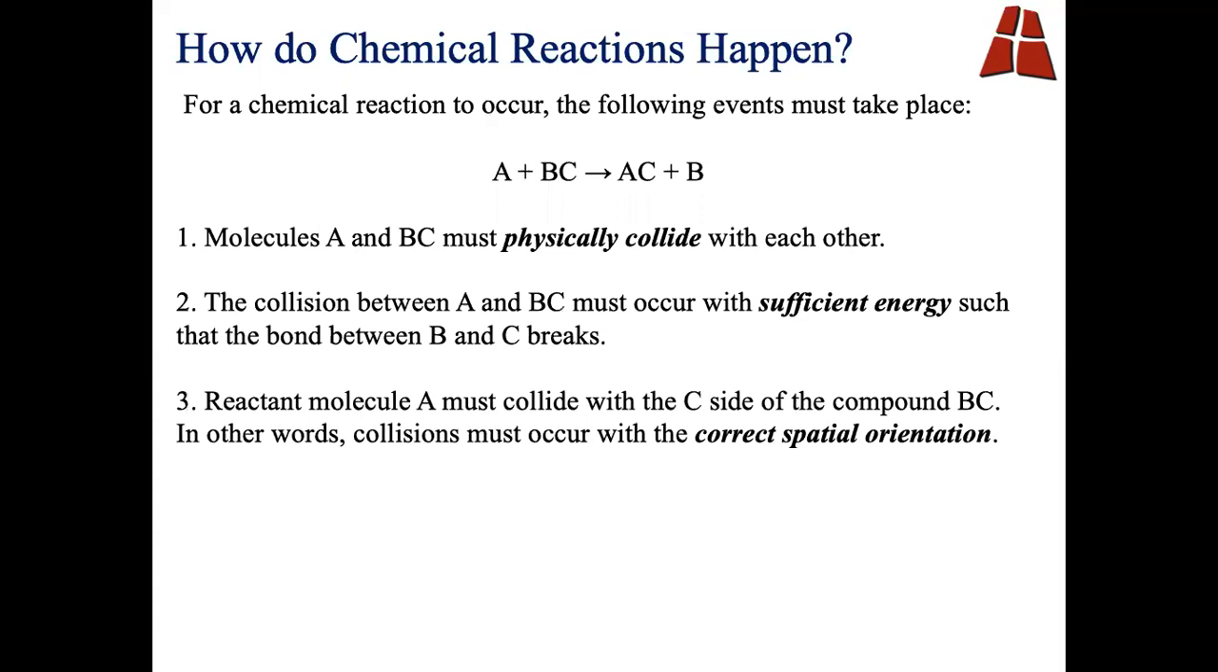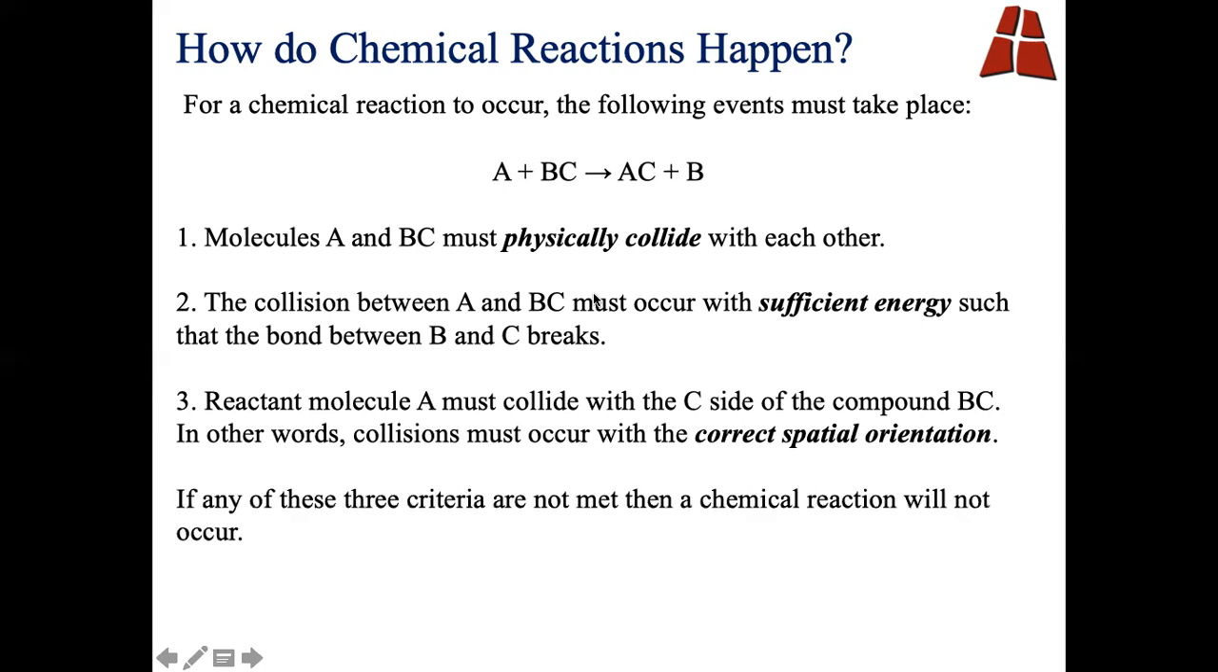Lastly, they must be in the correct spatial orientation. For example, if A has to hit the side of the molecule where C is in order to form AC, and A were to approach the side of the molecule where it instead hits B instead of C, then a chemical reaction would not occur. If any of these three criteria are not met, then the chemical reaction will not occur. So you need all three in order for a chemical reaction to happen.